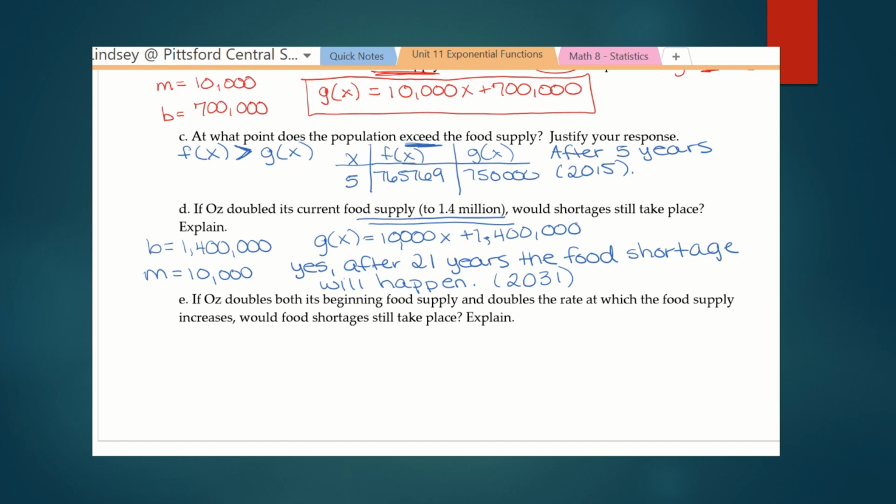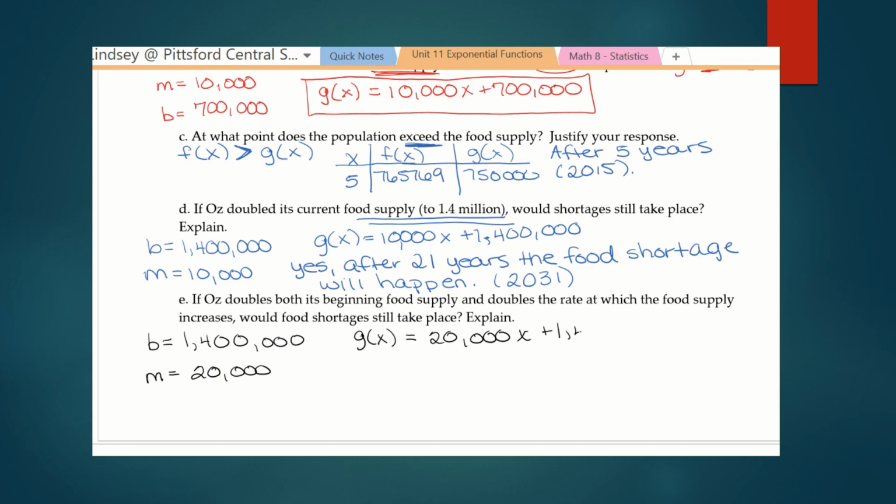Okay, so last but not least, part E. If Oz doubles both its beginning food supply and doubles the rate at which the food supply increases, would food shortages still take place? Explain. Okay, so now our B value is going to remain at 1.4 million, but our slope is going to double as well. So instead of increasing by 10,000 each year, we're going to increase by 20,000. So that creates, once again, a new g of x function for us. And our g of x function is going to now be 20,000x plus 1,400,000.